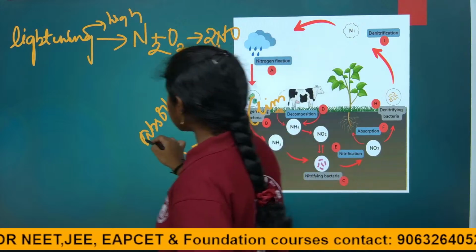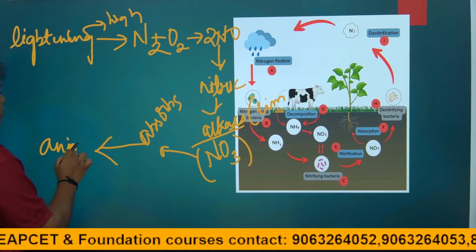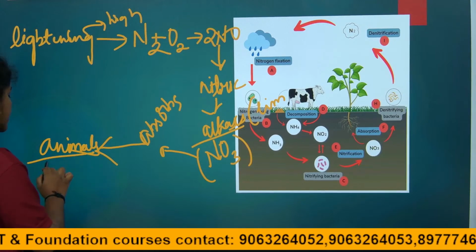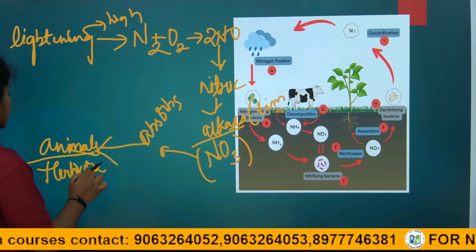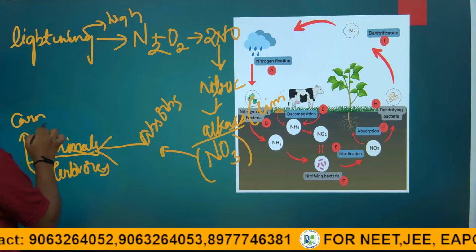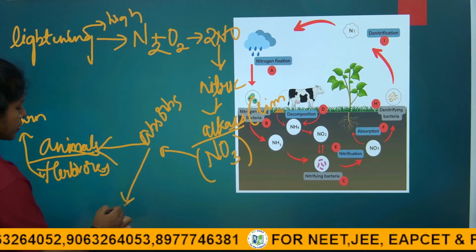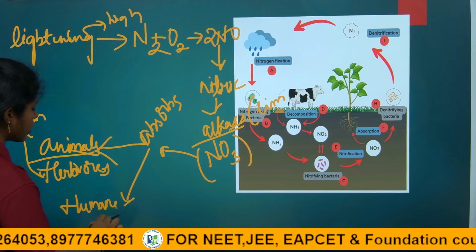So after these nitrates are absorbed by the plants, the plants will be eaten by animals. What do we call those animals, the plant eaters? We call them herbivores. Then these herbivores are eaten by the carnivores, or else the plants are eaten by human beings. So this is how we are getting the nitrogen into our body.